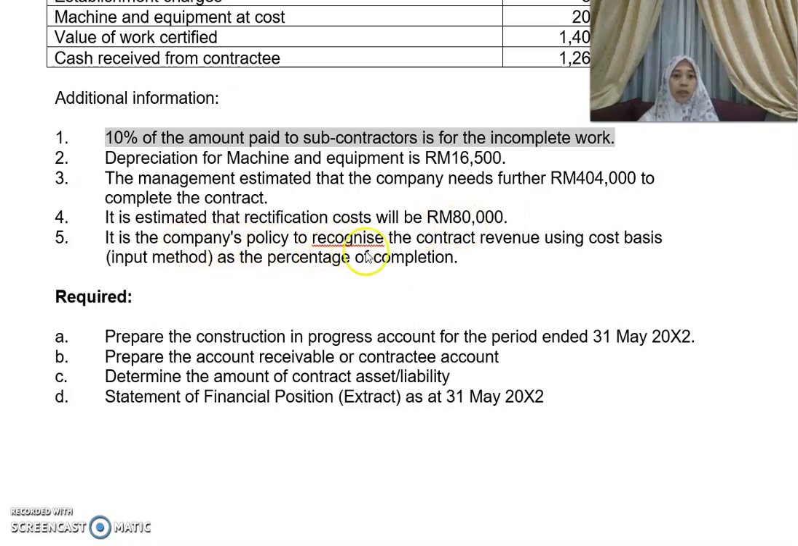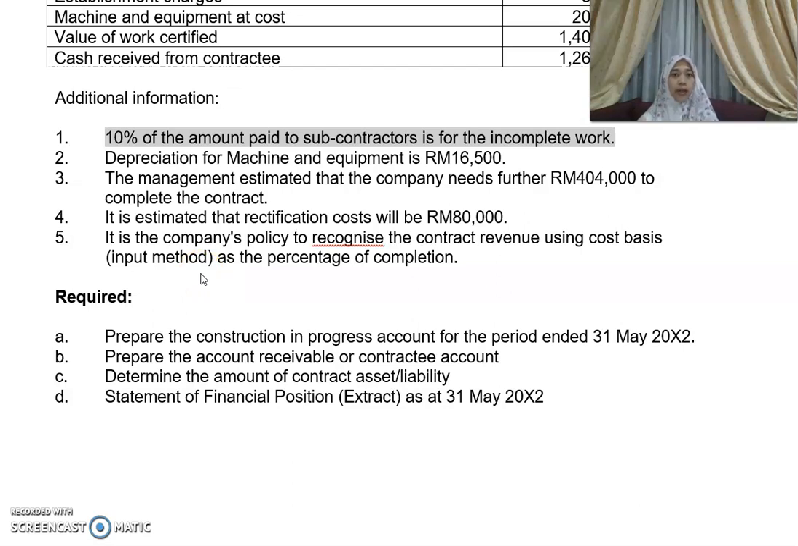The company's policy is to recognize the contract revenue using the cost basis or input method as the percentage of completion. You remember we have two methods to determine the percentage of completion. One is input, the other one is output. In this case, the company is using the input method.